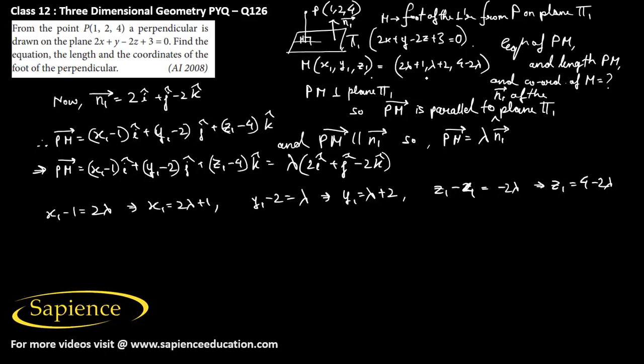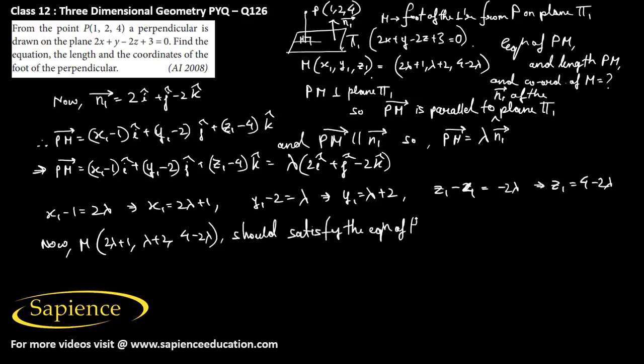And this point will satisfy the equation of the plane. Now the point M, which has the coordinates 2 lambda plus 1, lambda plus 2, 4 minus 2 lambda, should satisfy the equation of the plane since it lies on the plane.